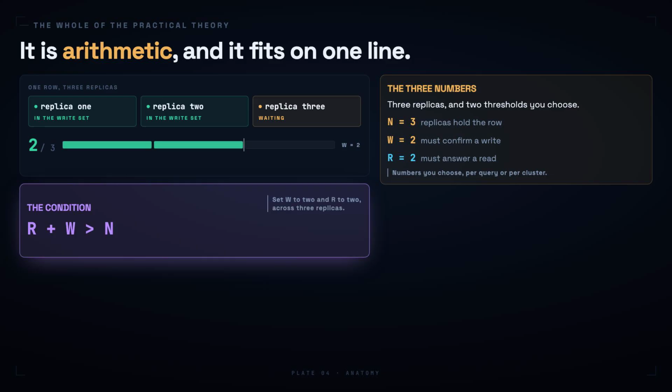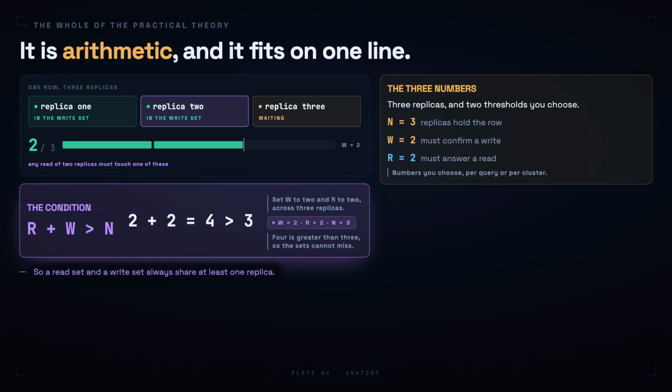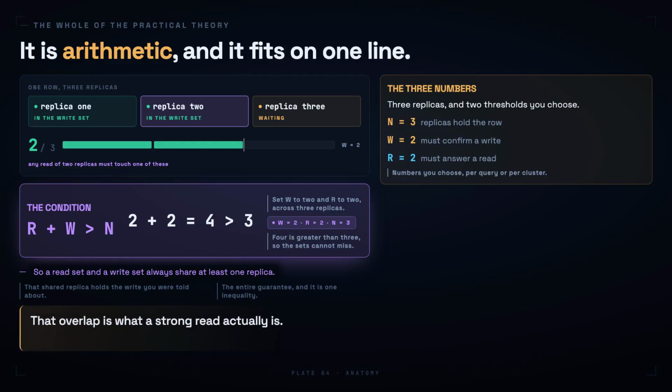Set W to 2 and R to 2 across 3 replicas. 2 plus 2 is 4, and 4 is greater than 3. So any read set and any write set share at least one replica. That shared replica is the one holding the last write you were told about. That overlap is what a strong read actually is.